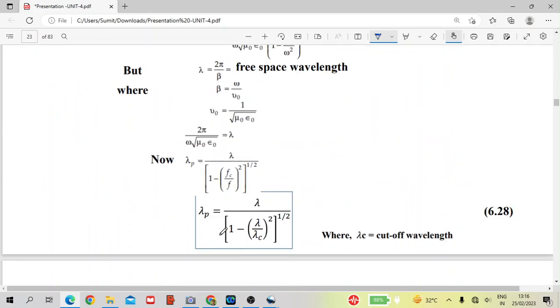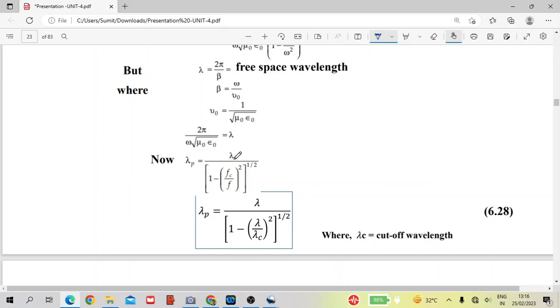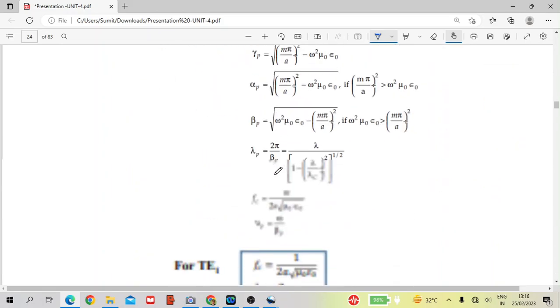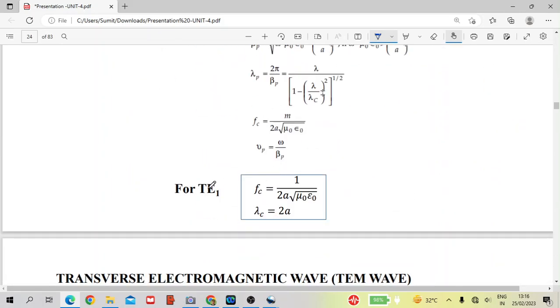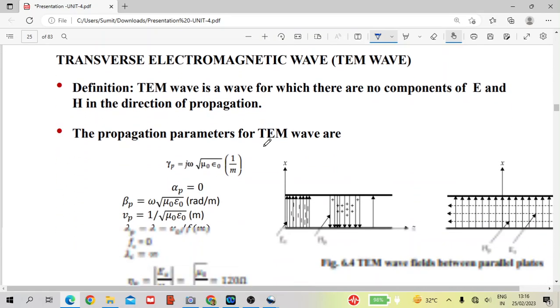We can get this guide wavelength in terms of the free space wavelength, where lambda c will give you the cutoff wavelength given by this relation. So these are the various parameters we can calculate. For TE1, just put m equal to 1 and you get these relations. So these can be easily obtained.